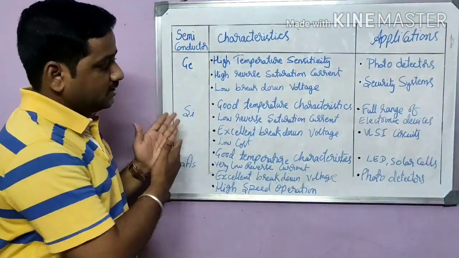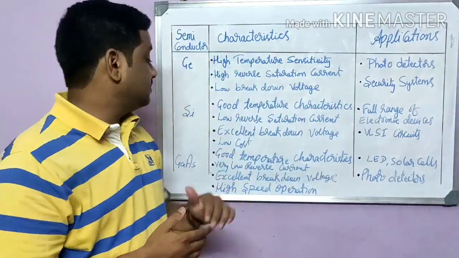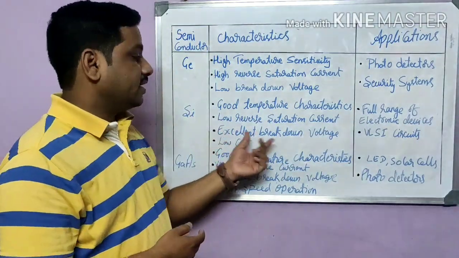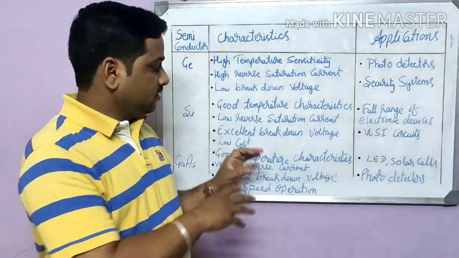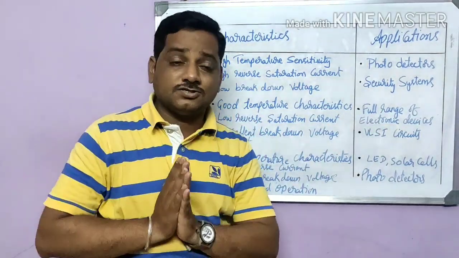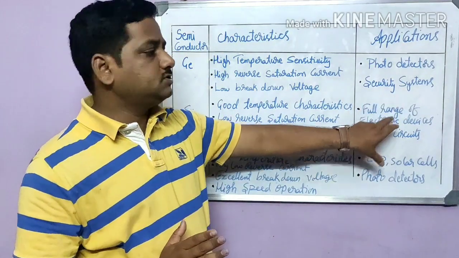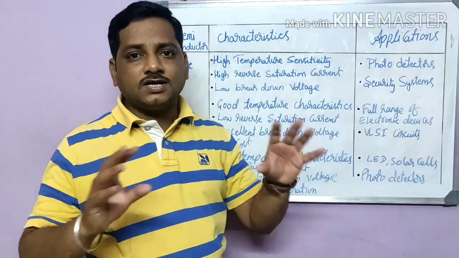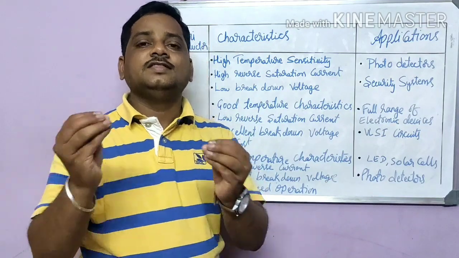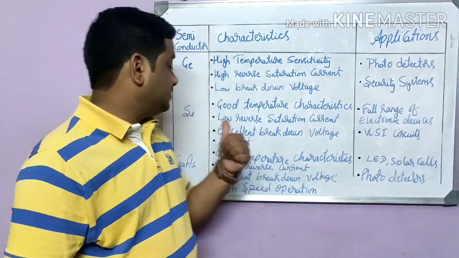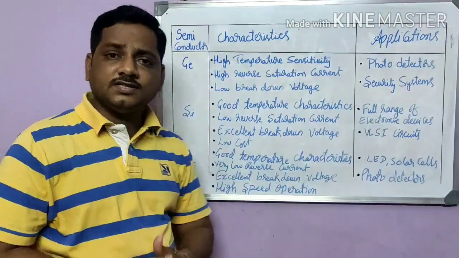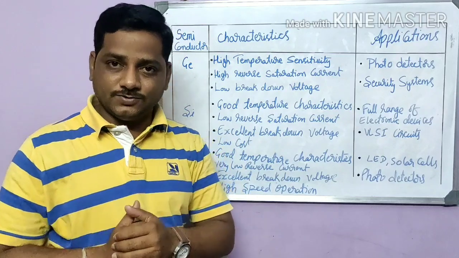Whereas silicon has very good temperature characteristics, very low reverse saturation current, almost 1 picoampere, excellent breakdown voltage and low cost. Because of this low cost, excellent breakdown voltage and low reverse saturation current, it is widely used in the electronic field. All rectifiers, clippers, whatever electronic applications we have, there we use these kinds of silicon diodes. VLSI circuits are also made up of silicon semiconducting diodes.